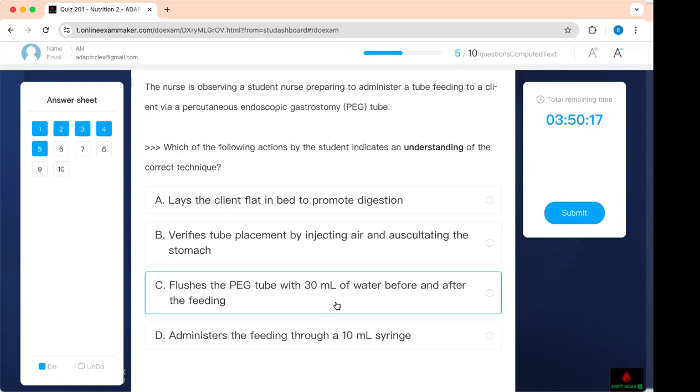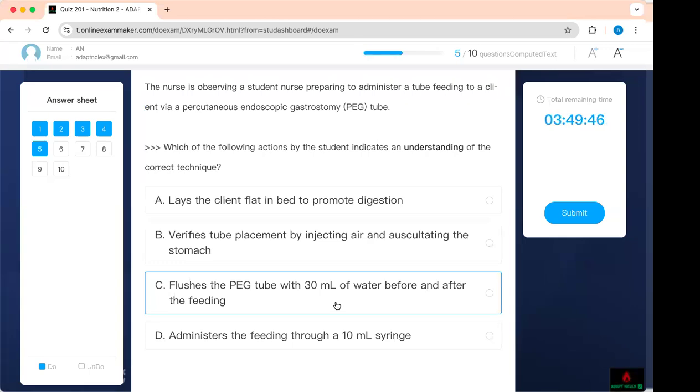Don't worry. PEG tube is the same thing as what? G tube is the same thing as gastrostomy. That's all. That means they're getting a feeding tube to the stomach through the skin. What do you do? Do you lay the patient flat in bed to promote digestion? That will cause aspiration. Nobody eats in the flat position. Verify tube placement by injecting air or auscultating the stomach. We don't use air anymore because it's what? False.